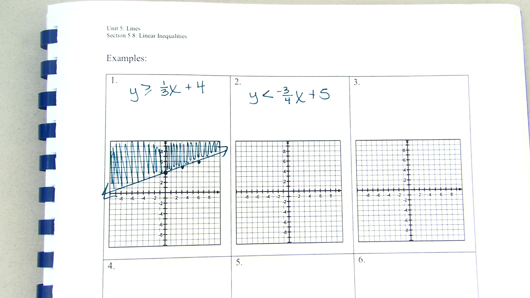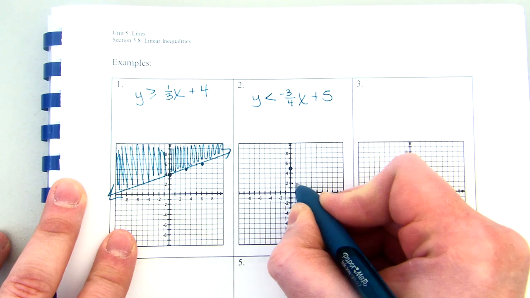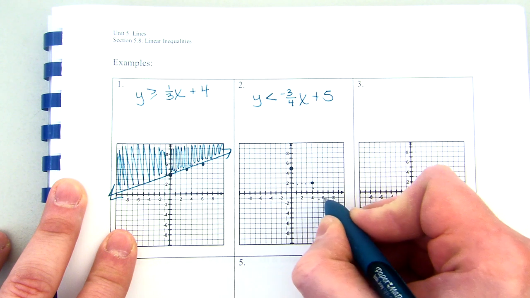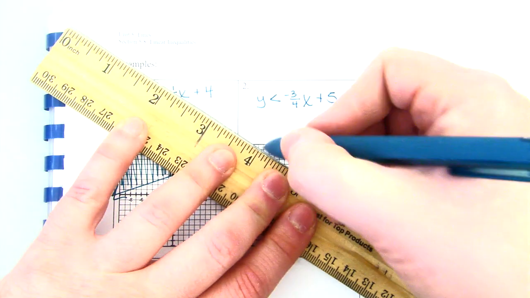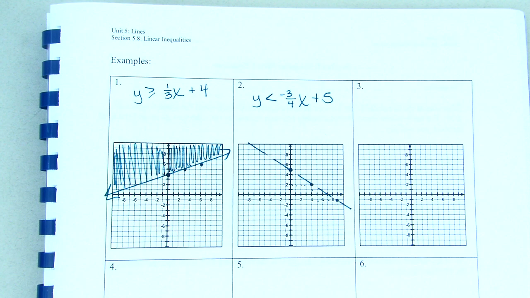I think you just made a solid line, and I think it needs to be a dashed line. No, I need the dash. So I'm going to do a dash line over here. Kind of like that.